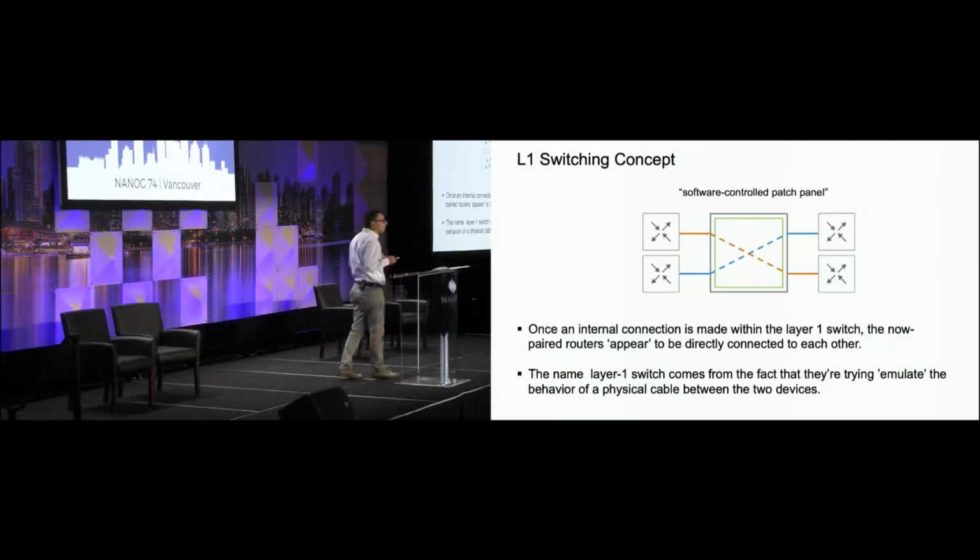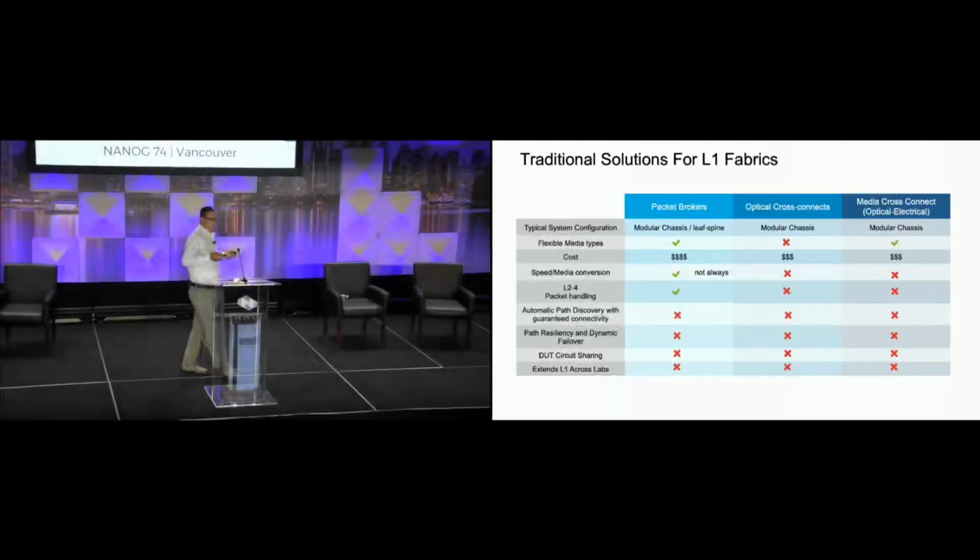I'm sure everyone is familiar with it, but just to level set, a layer 1 switch effectively operates as a software-controlled patch panel. You connect your routers or switches or traffic generators to a layer 1 switch, and the layer 1 switch allows you to create circuits which can be dynamically modified through software, effectively a software-controlled patch panel. And to do that today, there are numerous technologies. Here I list the three most popular, but there are more technologies.